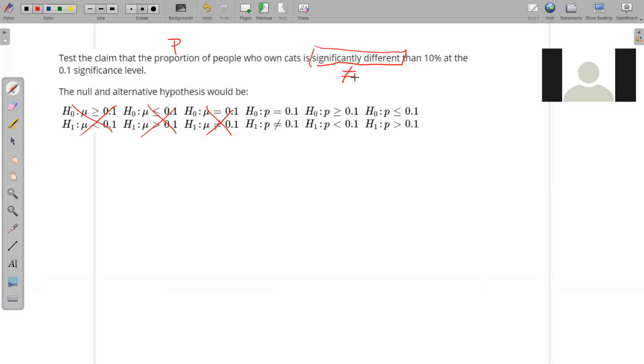So since this isn't an equal sign, or a less than or equal to or a greater than or equal to, this must be my alternative hypothesis. A null hypothesis has to have an equal sign in it, so that means equal to, greater than or equal to, or less than or equal to. An alternative cannot have an equals, which means strictly less than, strictly greater than, or just not equal. And it looks like this is the only option that fits what I have. So not equal is significantly different, which tells me I'm going to have to do a two-tail test.